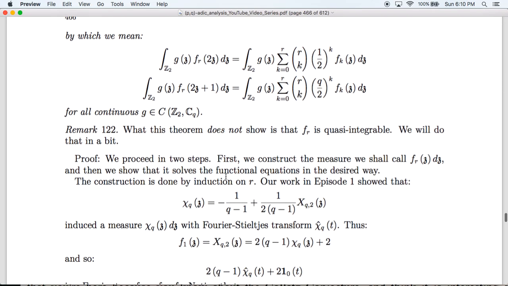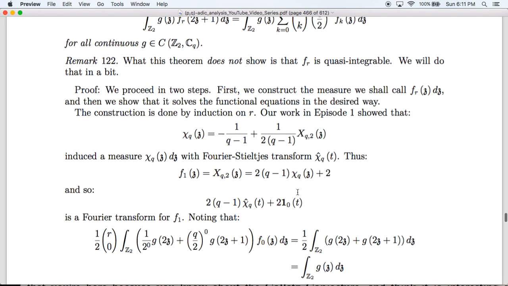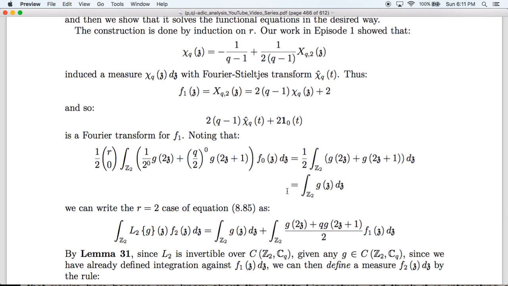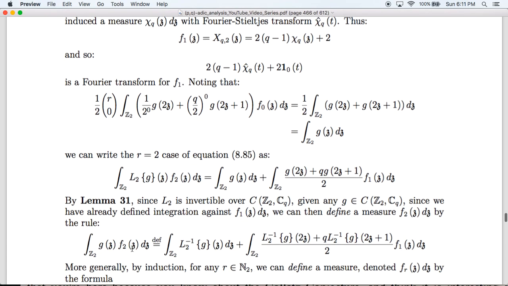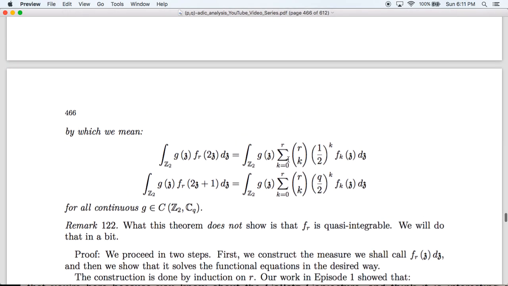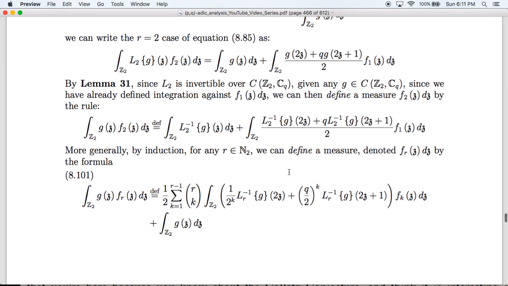The construction is done by induction on R. As we saw in episode 1, this is the relation between chi q and x q2, and so this is basically a repeat of the argument that we gave earlier about the mu hats and the f's. And so here, we use our L2 operator. Since L2 is invertible over this space, we can define a measure f2 of z dz by this inversion, and then by this definition, this distributional equation holds true, and we proceed by induction, and we get what we want.